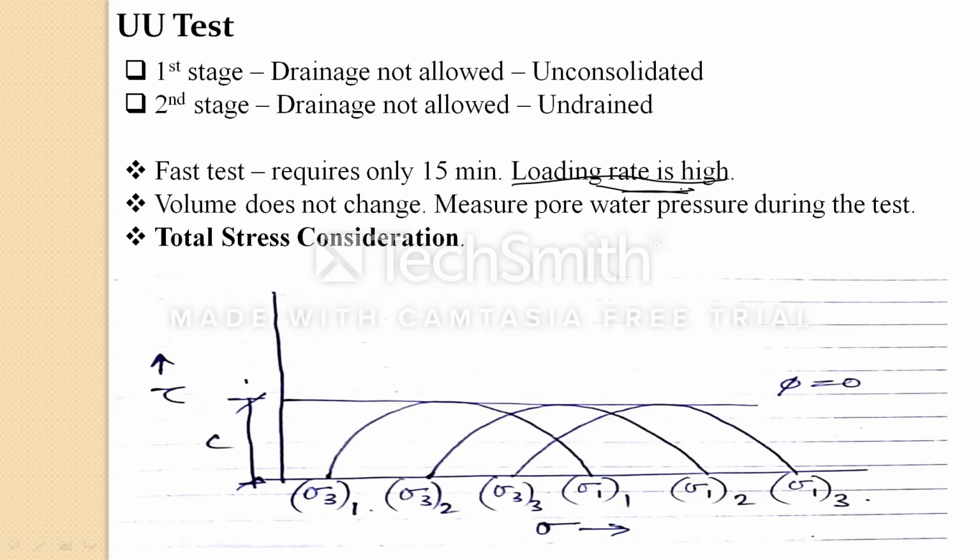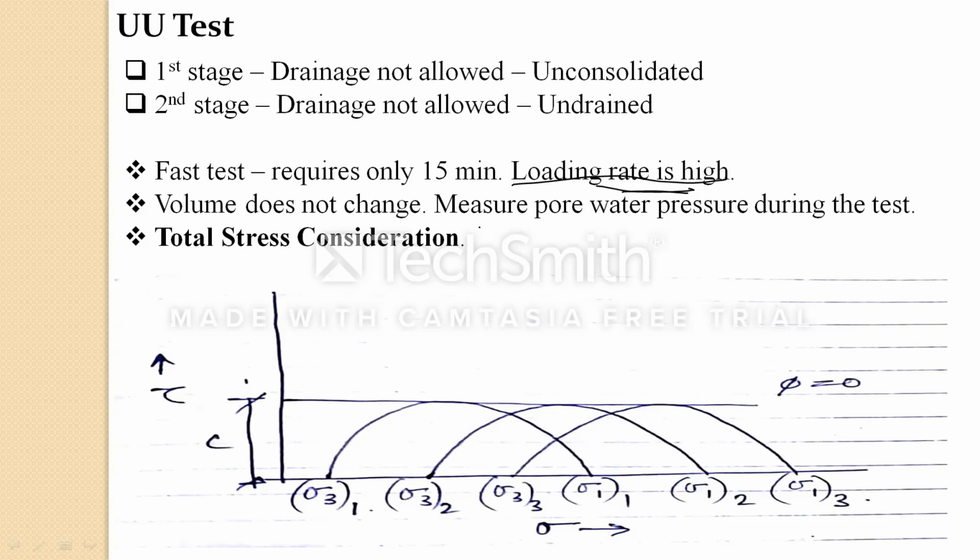In this UU test again, as the water is not going to be removed, the volume does not change. We have already discussed this in the first slide. Also, we have to measure the excess water pressure during the test. Whenever the volume is not going to change, the excess water pressure changes from time to time. We have told it before. Clear? Now, in the lab, we must have one apparatus which can measure the excess water pressure.